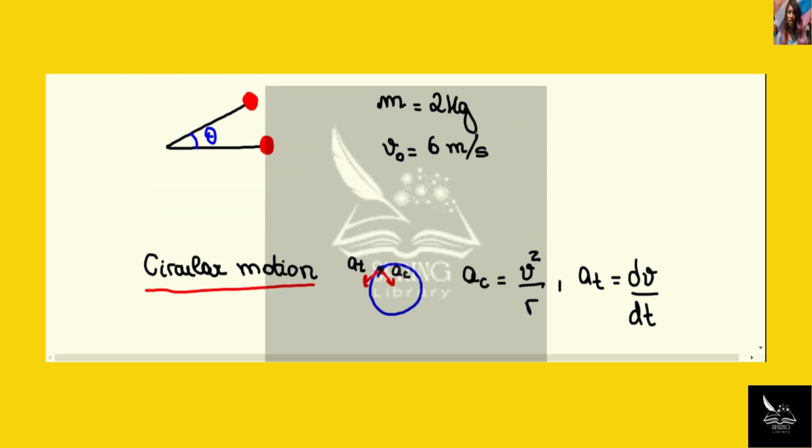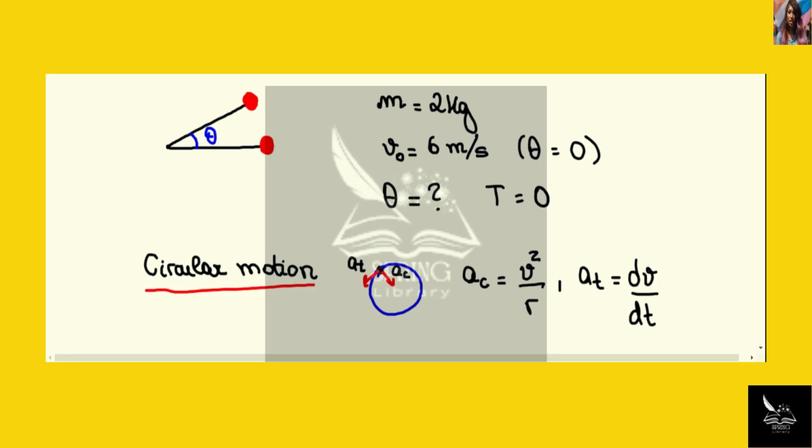So what we have in the exercise is a pendulum bob that has a mass of 2 kilograms. And initially, when theta equals 0, the initial speed of the pendulum bob is 6 meters per second. And our goal is to find what is the value of theta, what is the angle theta, when the tension on the string is equal to 0.